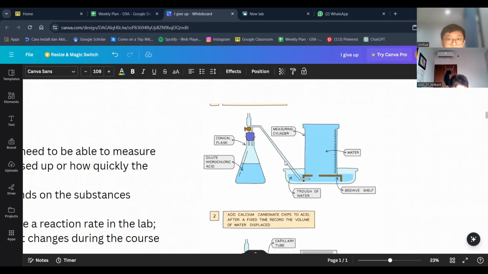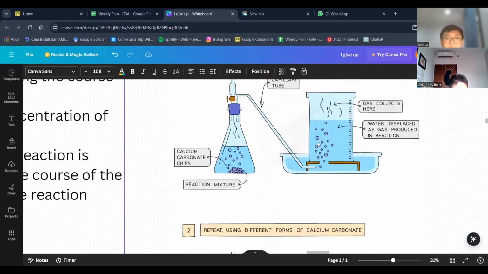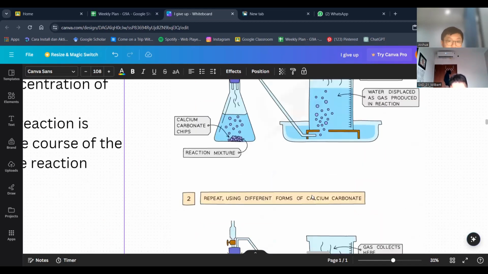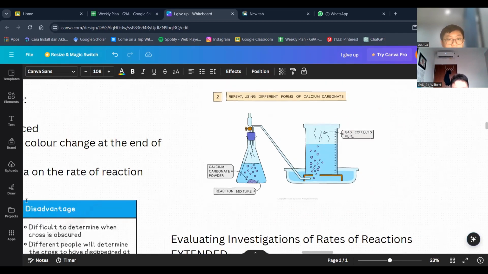So you can see an example here with dilute hydrochloric acid. They add calcium carbonate chips, and the reason they use chips is to increase the surface area for the hydrochloric acid to act on. And as you can see, there is gas produced. It passes through the capillary tube to the other side where gas collects. And as you can see, different forms of them can alter the results, and we can measure those.